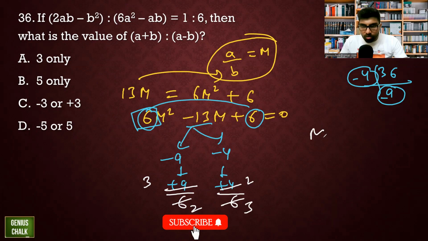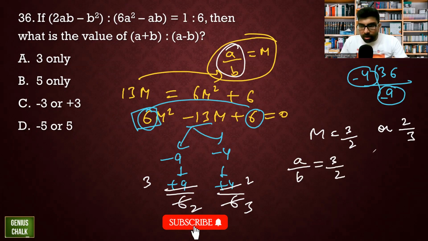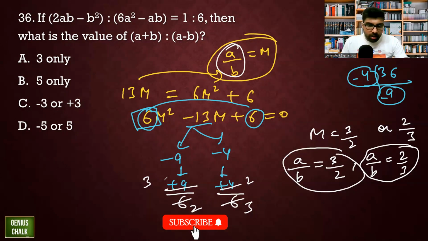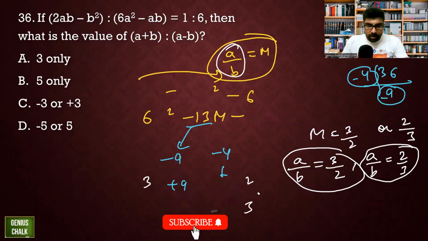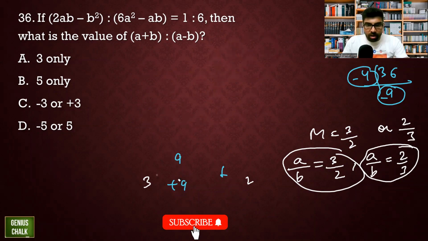That means this value of m is 3 by 2, or this value of m could be 2 by 3. Now what was m? m was a by b. That means I can write a by b as 3 by 2, or a by b as 2 by 3. So two possible values are there. Let's try to find the answer now. So this is a reliable way to solve a quadratic equation. All right. So a and b have come now. I can find my answer now.